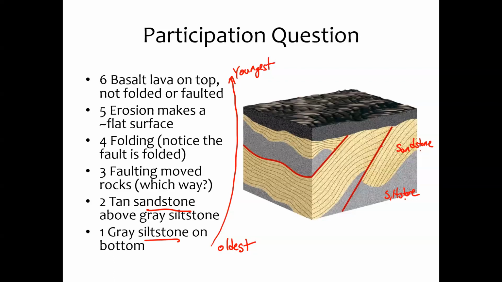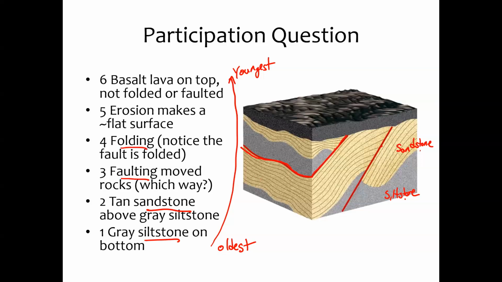The next thing that happened was either the folding or the faulting. And to tell which happened first, you want to see, has the fault been folded or was the fold faulted? It can be tough to tell looking at this diagram which of those is true. But it seems to me that I see that this fault here has been folded by the same thing that has folded the rocks below. So to me, that suggests that this fault has been folded, which means that the faulting happened first and the folding happened afterward.